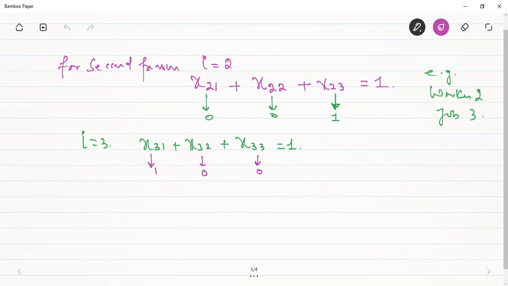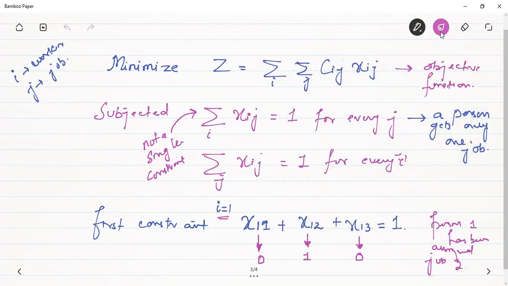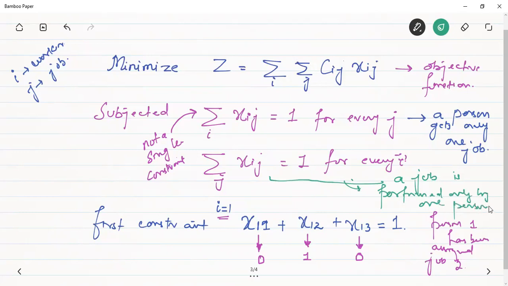Similarly, the second constraint here, what is it actually representing? The second constraint is actually representing a job. A job is performed only by one person. So what was the upper constraint? A person is performing only one job or getting only one job. And the second is that a job is being performed by only one person.